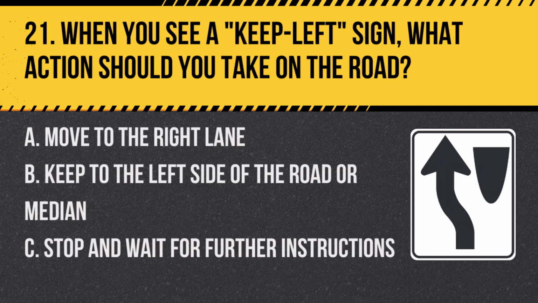Question 21. When you see a keep left sign, what action should you take on the road? A. Move to the right lane. B. Keep to the left side of the road or median. C. Stop and wait for further instructions. Answer. B. Keep to the left side of the road or median. This sign indicates that drivers should stay on the left side of a divider or obstacle.